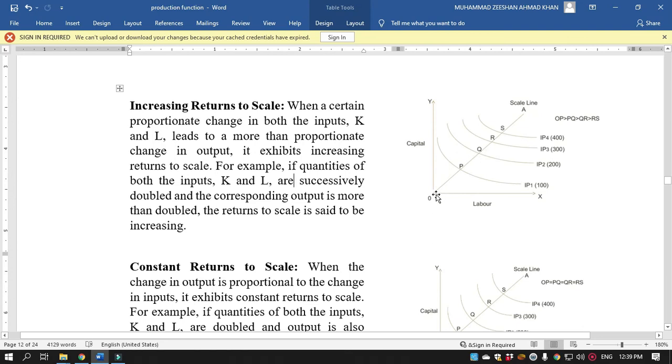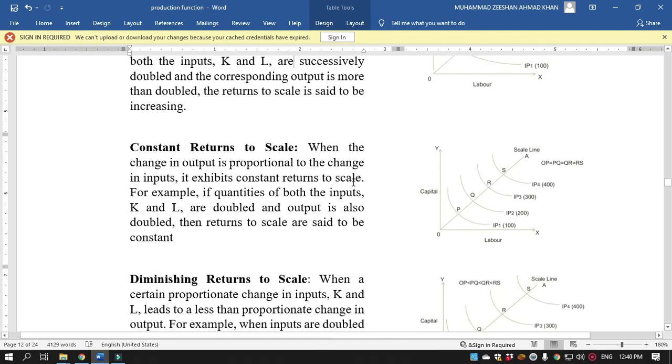You can see that the PQ arc is larger than the QR arc, so QR is a lesser rise in the quantity of inputs. So you are producing the same level of output by employing a lesser amount of labor and capital, and that is called increasing return to scale. And if you are producing 100 more output, from 300 to 400, by employing even lesser input, that is called increasing return to scale.